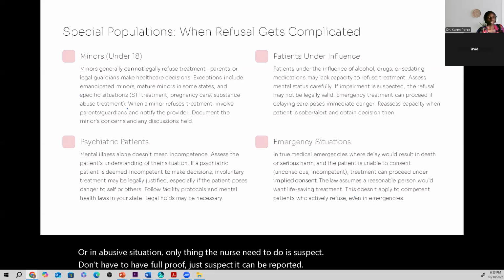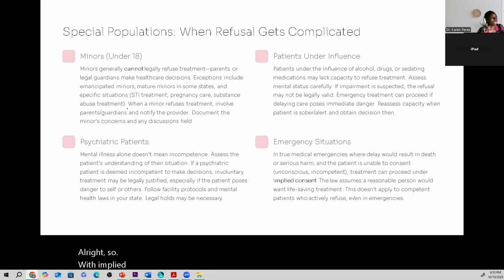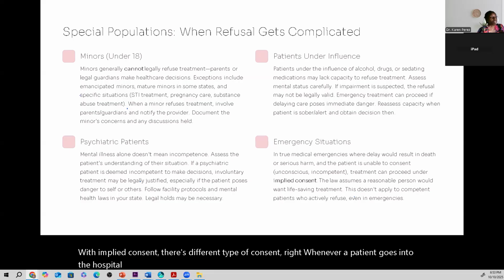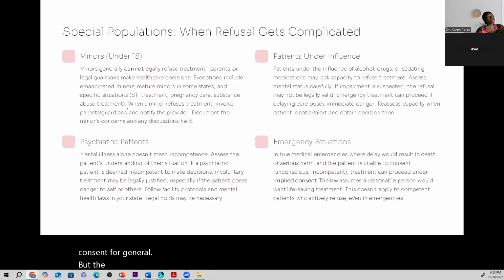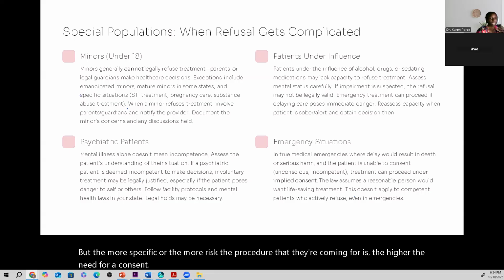All right. So with consent, there are different types. Whenever a patient goes into the hospital, they sign a form that says, okay, I'm here for treatment, and they sign a general consent. But the more specific or the riskier the procedure they're coming for, the higher the need for a specific consent. Here's what implied consent is.